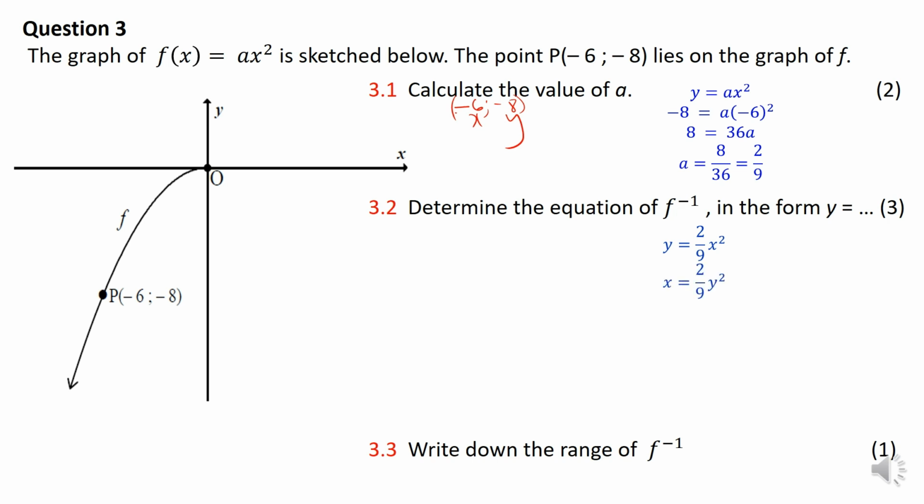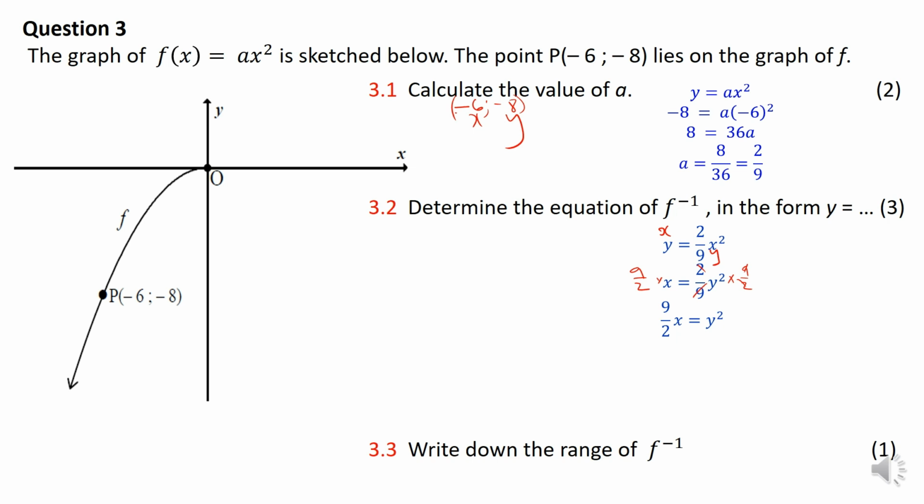Swap x and y. So in place of y, I'm going to have x, and in place of x, I'm going to have y. So that means x is equal to 2 over 9y squared. Then from there, we make y the subject. So carrying on, I divide both sides by 2 over 9, or you can simply multiply by 9 over 2 on both sides, so that you can get rid of this fraction to get y squared is equal to 9 over 2x.